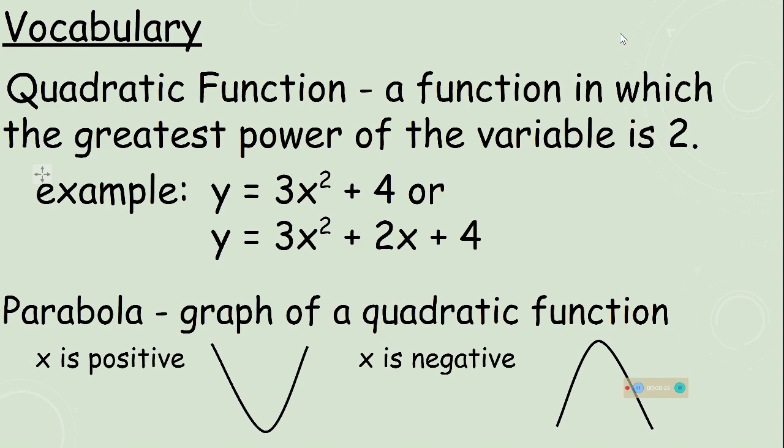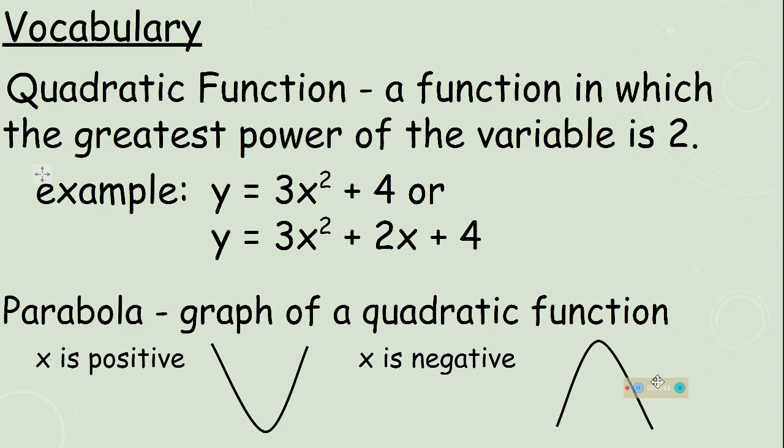So your vocabulary, quadratic function. It's a function in which the greatest power of the variable is 2. For example, y equals 3x squared plus 4. This is a quadratic. Or y equals 3x squared plus 2x plus 4. When you graph a quadratic, you get something called a parabola. That's what you see here in these two pictures.